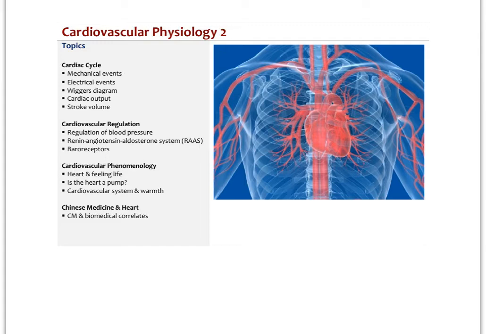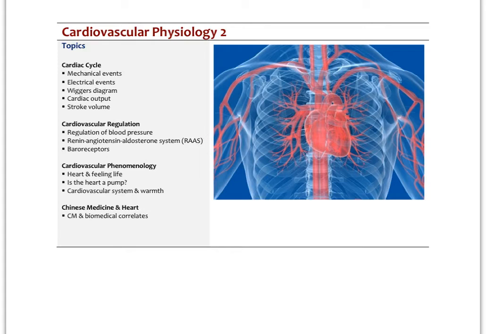We'll look at the concept of cardiac output and stroke volume. Then we'll look at the regulation of blood pressure and a very important system called the renin-angiotensin-aldosterone system, and look at the concept of baroreceptors, which we just briefly talked about in the last video. Then I'll finally jump into cardiovascular phenomenology.